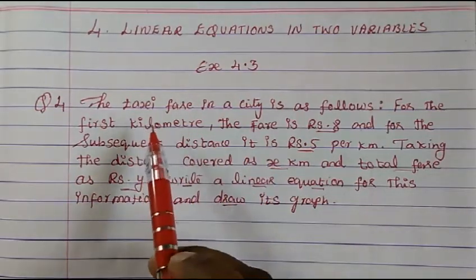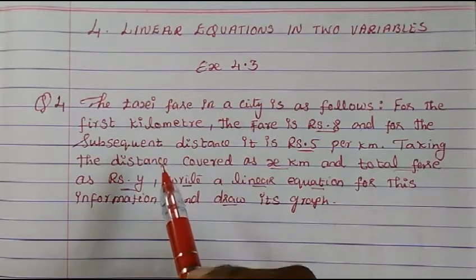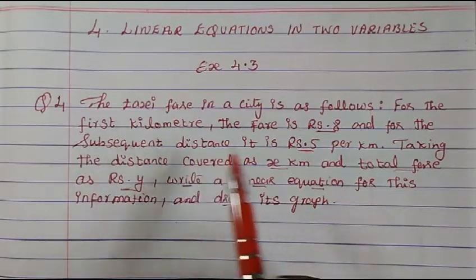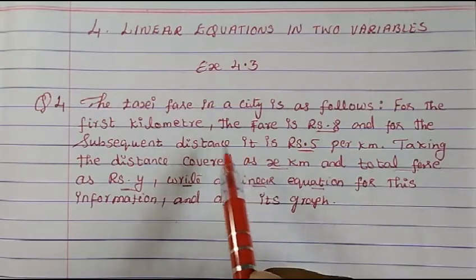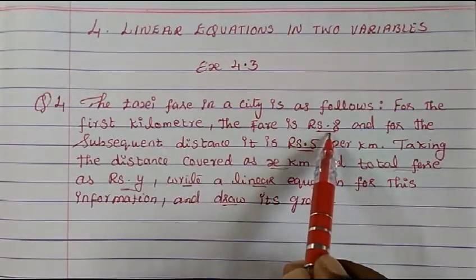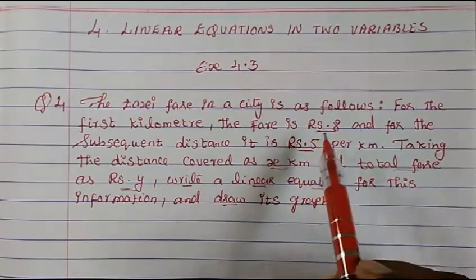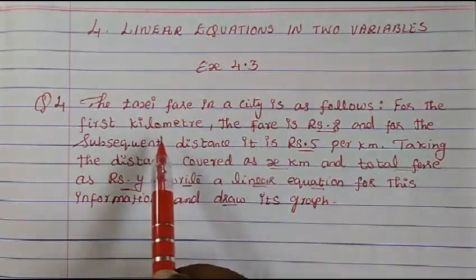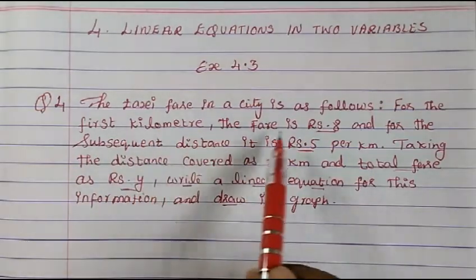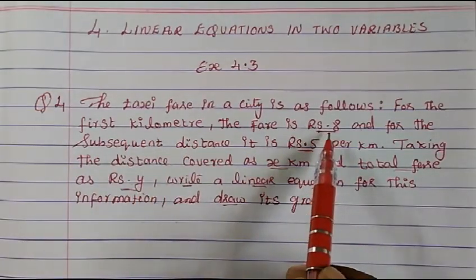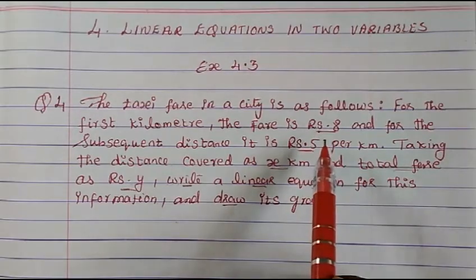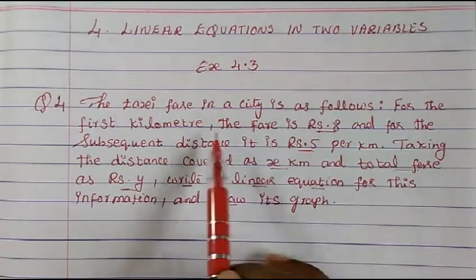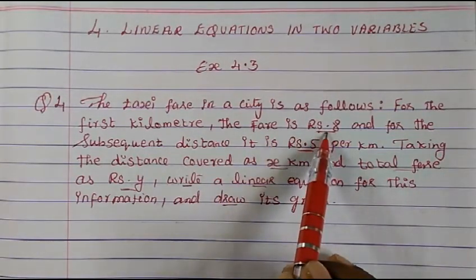You all know in villages normally we only have to pay a fixed rate for a taxi or a rickshaw. But in the city, there will be a minimum fare. So for the first kilometer, the minimum fare will be rupees 8 here. That depends upon them, but here in the question, for the first kilometer the minimum fare is rupees 8. Whether you go half a kilometer or get down before the first kilometer, you have to pay rupees 8.